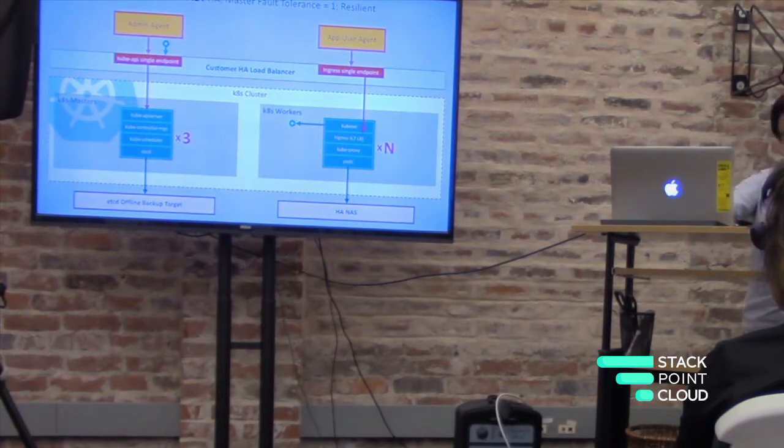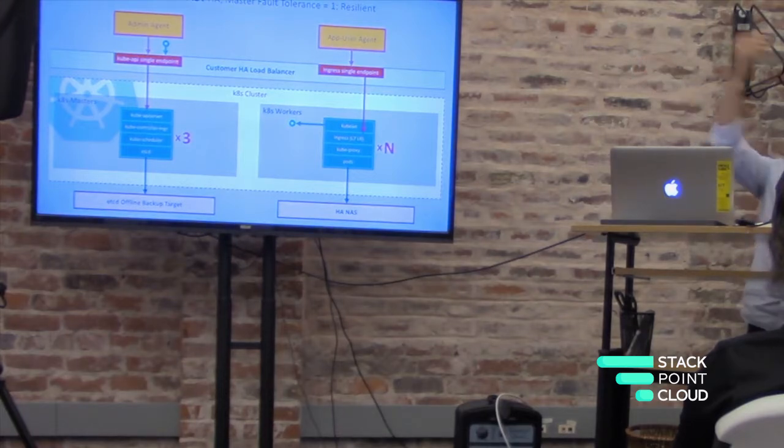I put in there customer HA load balancer, customer, because we expect here at Teradata, we cater to Fortune 100, Fortune 1000 companies. For sure, they have an HA load balancer. They don't want to buy anything from us in that aspect. They just want to be able to say, okay, here's the endpoint, here are the HA kube API servers and the kubelets, and okay, we're done. We have a cluster going on.